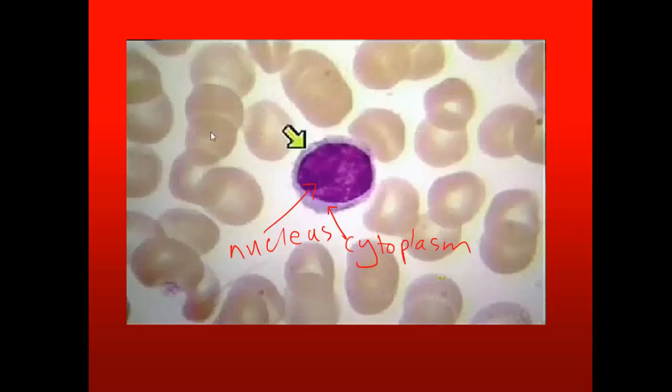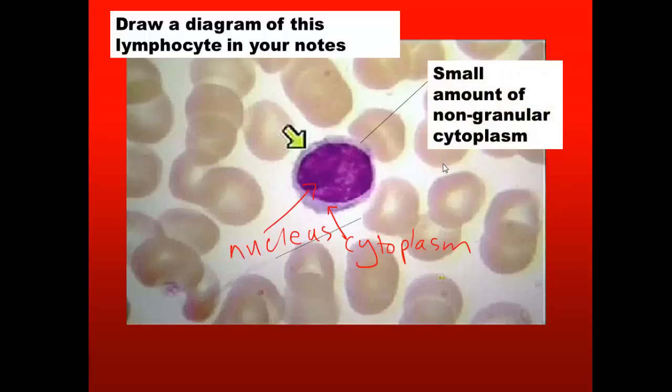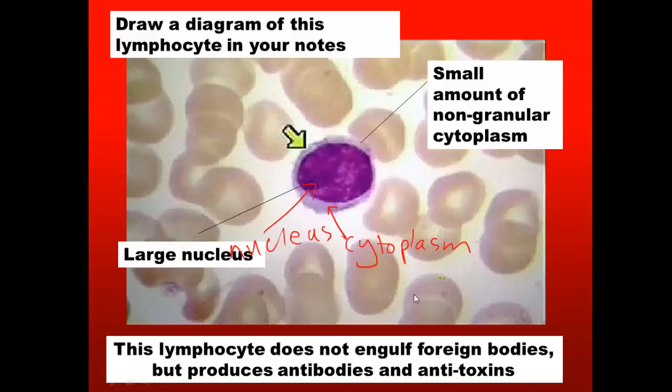Here, of course, these are red blood cells, and you can see that they're biconcave. They look a bit lighter coloured in the middle, and that's just because they're thinner in the middle, and so the light shines through them more easily in a light microscope. Oh, here come the labels. Draw a diagram of this lymphocyte into your notes. There we go. Small amount of non-granular cytoplasm and large nucleus. Hooray.